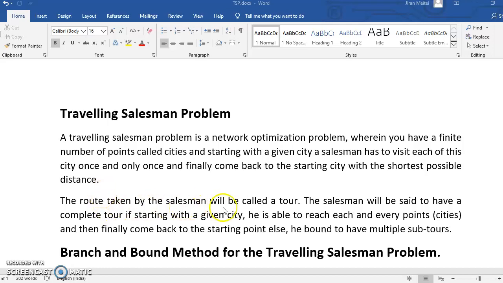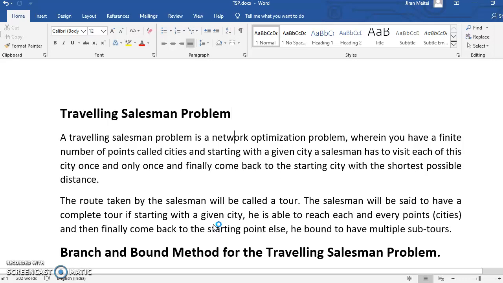The route taken by the salesman is called a tour. The salesman is said to have a complete tour if, starting with a given city, he is able to reach each of these cities once and only once and then finally come back to the starting point. Else, it's bound to have multiple subtours.